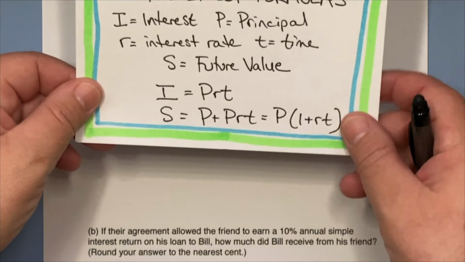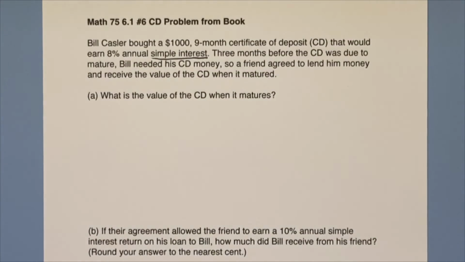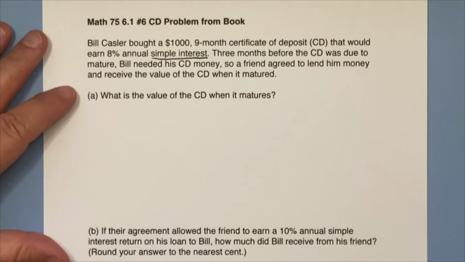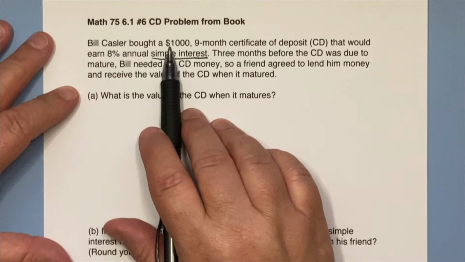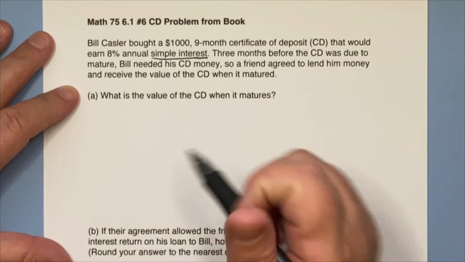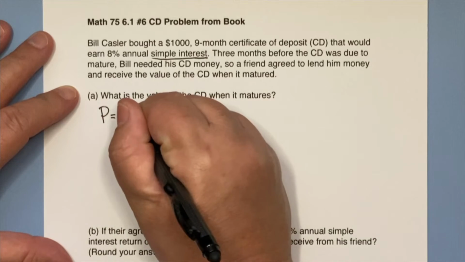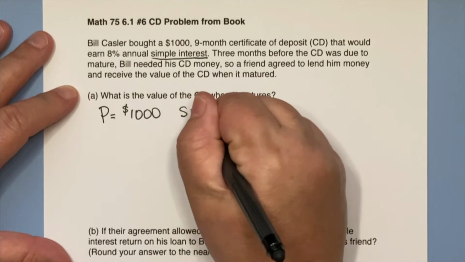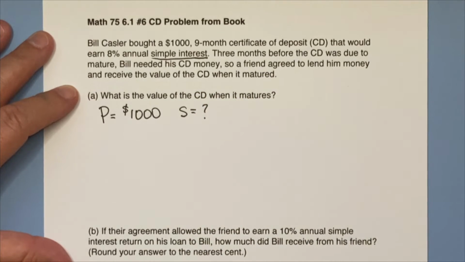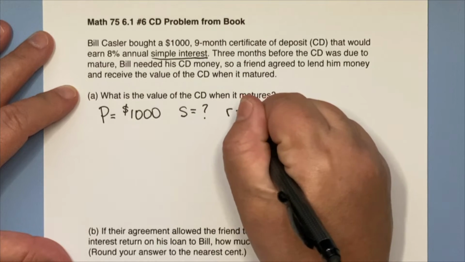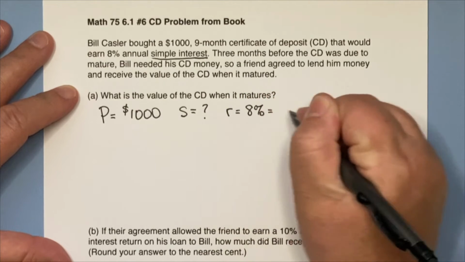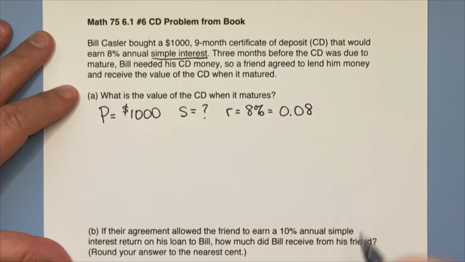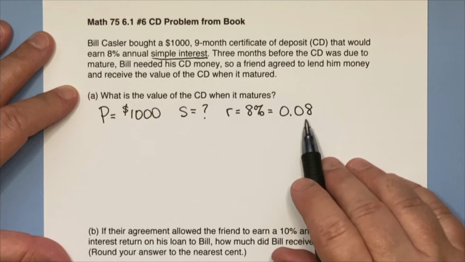We're going to use our formula, again, the simple interest formula, and we're going to look at the information we have. So far we know it's a $1,000 certificate of deposit. So that tells us what the initial value is. We do not know the future value. That's what we're trying to calculate. We know that the interest rate is 8%, which we're going to write as 0.08. We have to write it as a decimal because we can't do math usually with percentages.